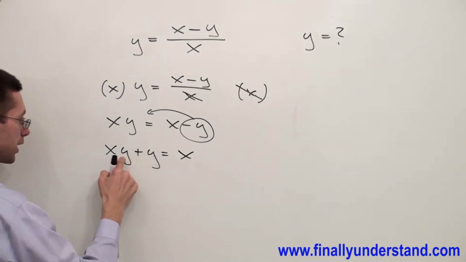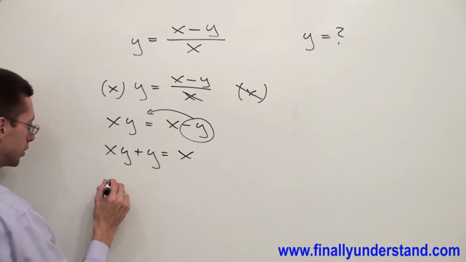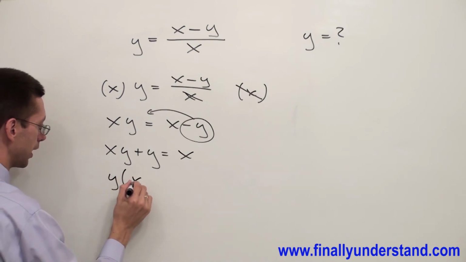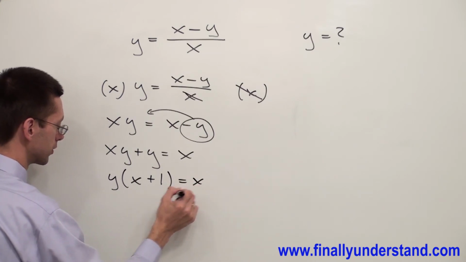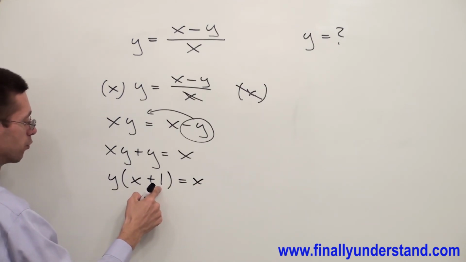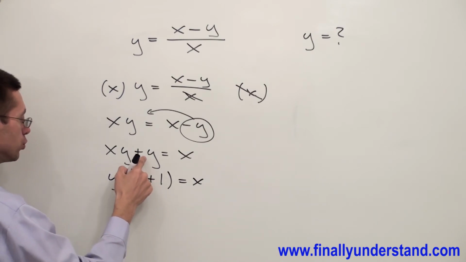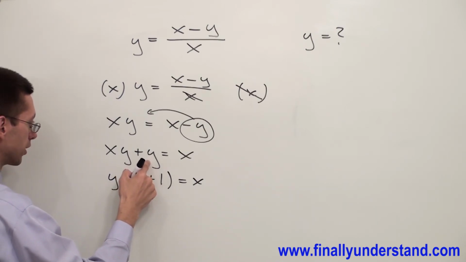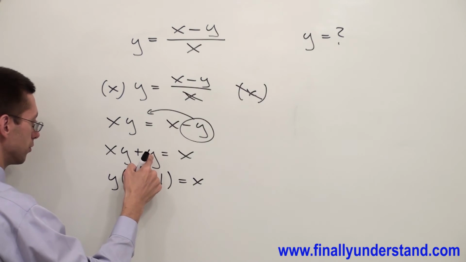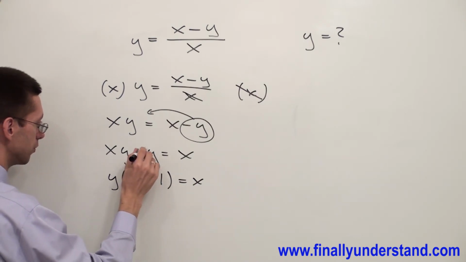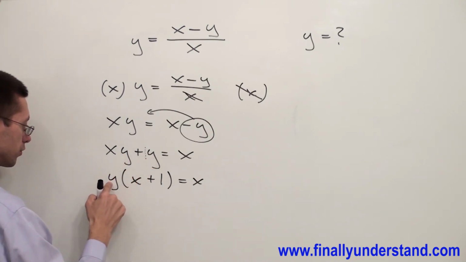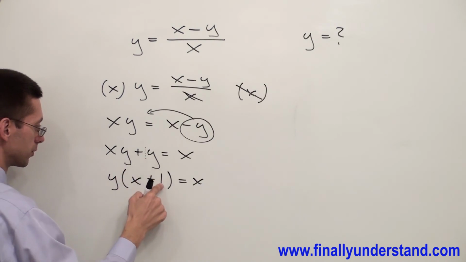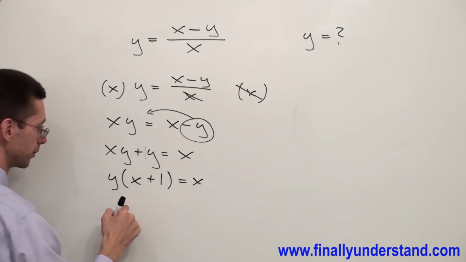Next, I'm supposed to factorize y from these two terms. That's why I'm going to have y(x plus 1) equals x. Okay, someone is going to ask why we have 1 over here. Remember, anytime we do not have any number or variable next to a variable or number, there is always an invisible 1. If you pull out this y, this invisible 1 becomes visible in the parenthesis. Okay, that's why I have 1 over here.